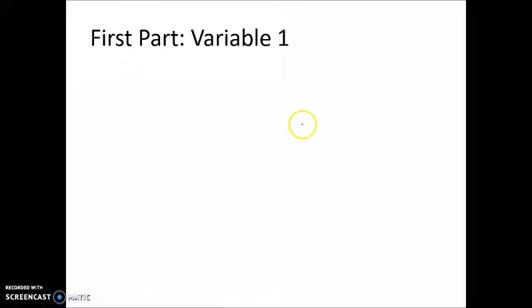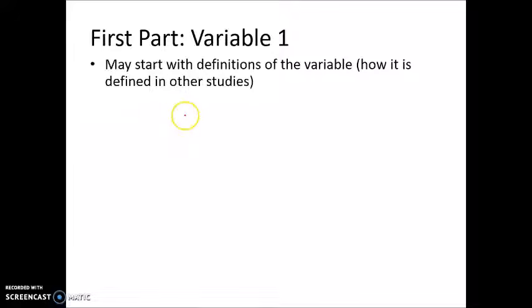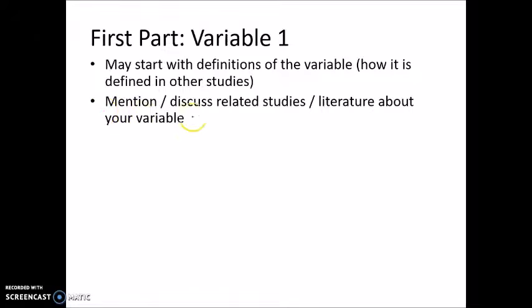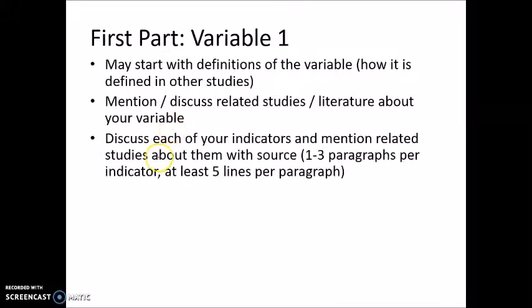So, ano ba yung nakapaloob sa first part ng RRL? So, yung first part ng RRL mo, the variable 1, it may start with a definition of your variable. Okay? Definitions of your variable. How it is defined in other studies. Okay? You can also mention, or you have to mention or discuss related studies or literature about your variable. So, discuss each of your indicators and mention related studies about them with source. So, yung per indicator mo, you should have 1 to 3 paragraphs per indicator. And in 1 paragraph, there should be at least 5 lines.